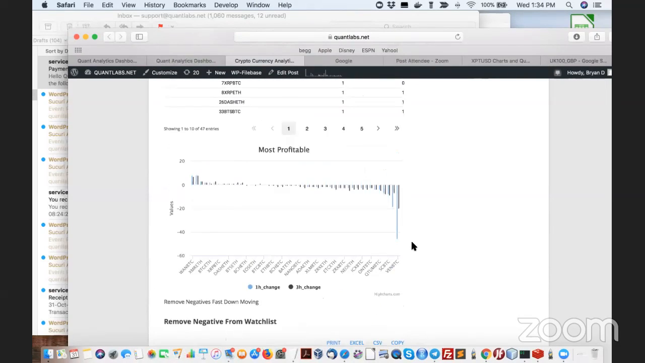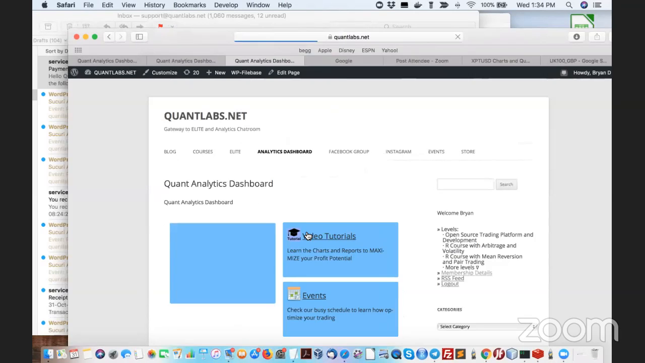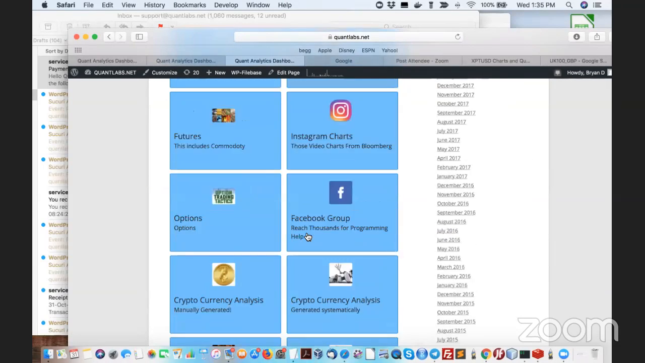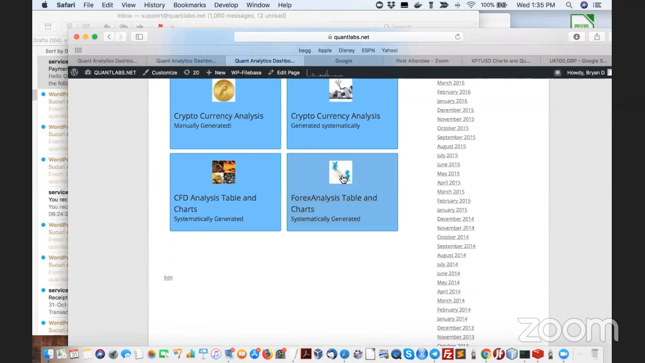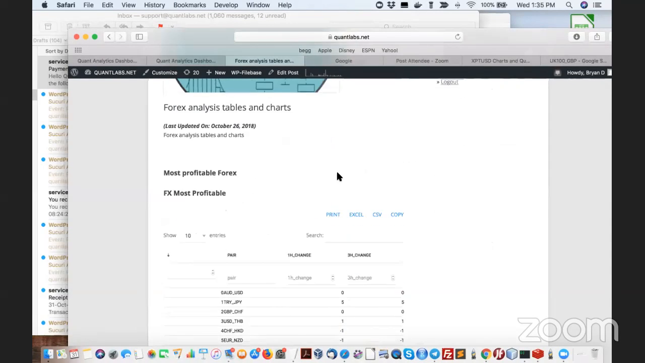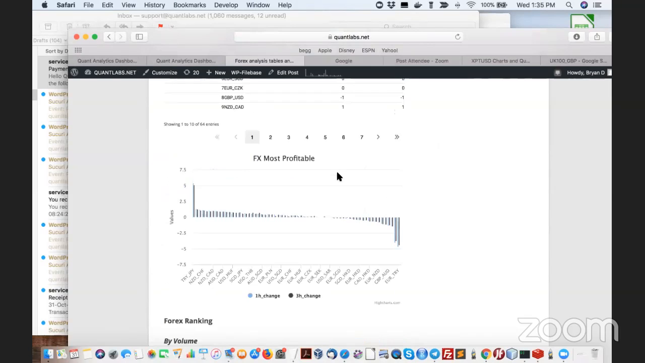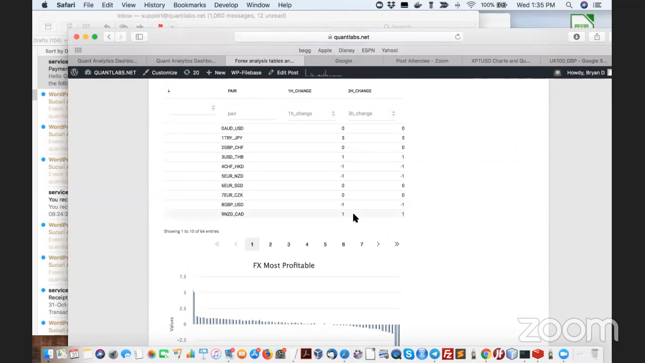Let's move on to the world of, back to the dashboard, let's do CFD, or sorry, Forex. Now, I don't know if you know about my reports, but I'm starting to see some patterns there that you can predict within 6 to 12 hours of what the movers will be. I have to verify that.